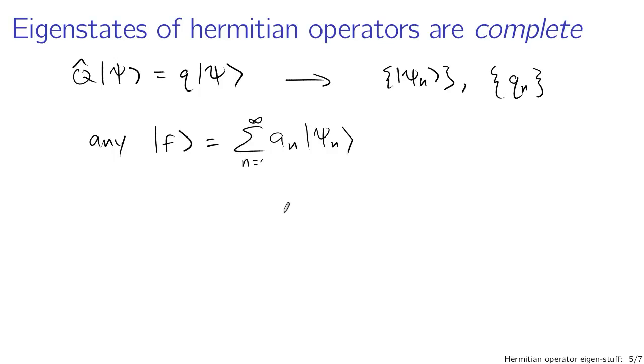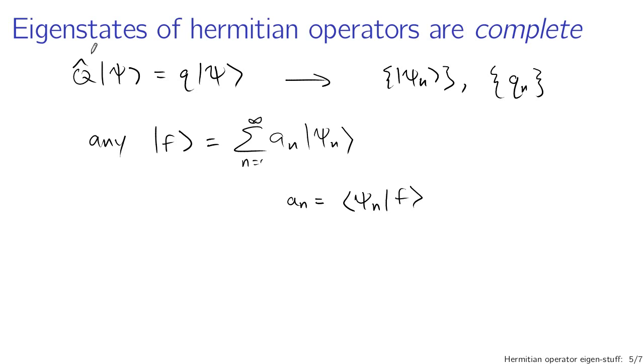You can, given the orthogonality of these states, as shown in the last slide, apply Fourier's trick to this sort of expression and determine that this a sub n coefficient is fairly straightforward to calculate. You just multiply from the left by psi sub n, take the inner product with the state that you want to represent.